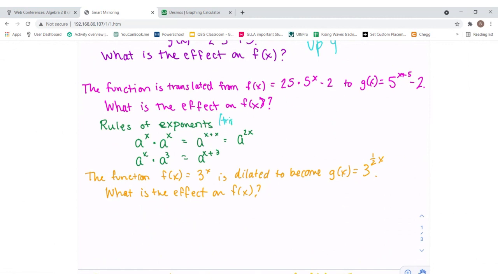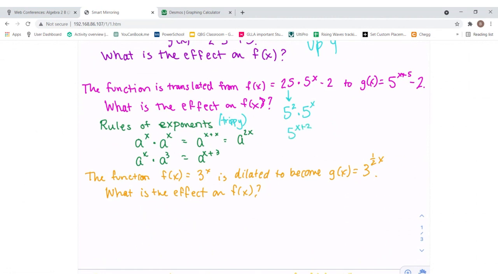If you multiply a to the x multiplied by a to the x, you would add the exponents. So you'd have x plus x, which would be 2x. Or if you had a to the x multiplied by a to the third, it would be a to the x plus 3. So if we're talking about this one right here, 25 is the same thing as 5 squared. And if we did 5 squared multiplied by 5 to the x, that would actually be 5 to the x plus 2.